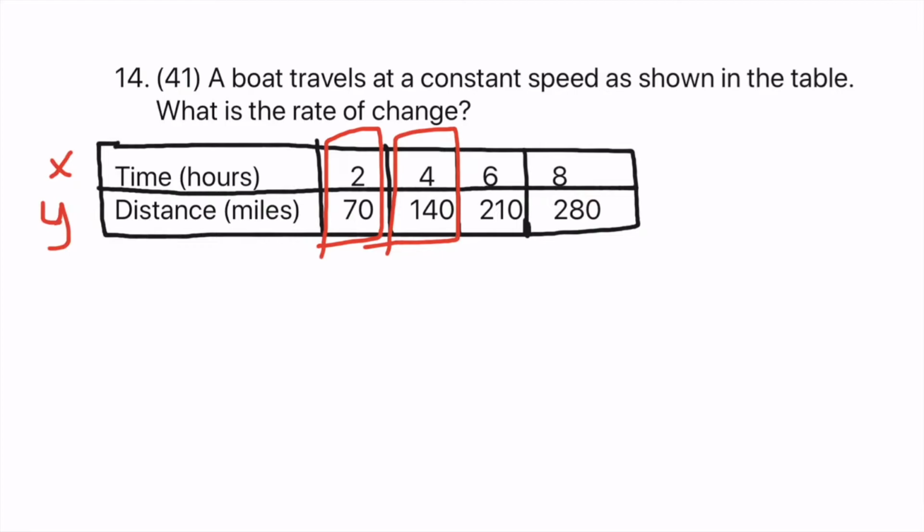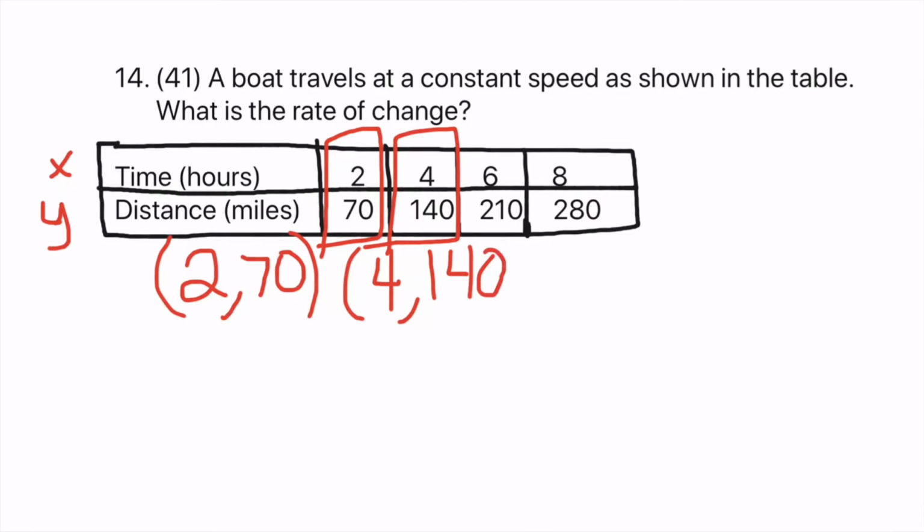So if time is our x and distance is our y, that first point is (2, 70). And the second one is (4, 140). I could have chosen any 2 points, but I just decided to be easy and just use the first 2.